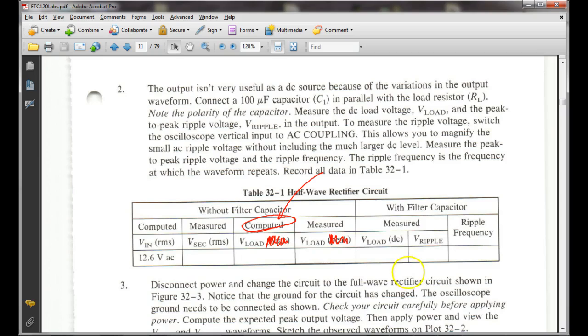Measure it. The only thing that they don't do is I want you to add this: I want you to compute the V ripple peak to peak. This thing is lagging behind me, so I'm writing in V ripple peak to peak computed. And then we'll come back and measure it. We need to compute this over too. Sorry. So this is going to be V load computed.